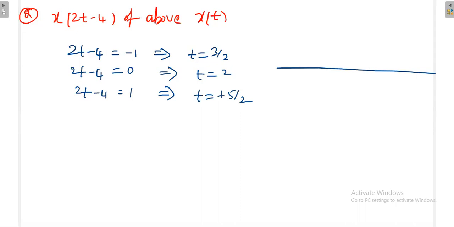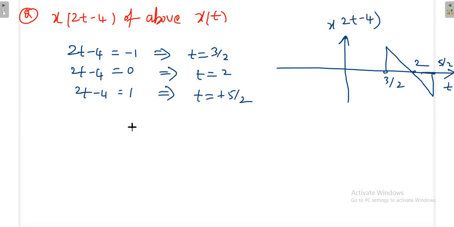If it is like this, then the diagram goes like this, and there is no mirror image because t is always positive. So your diagram will simply be shifted, and it will also have some new values. So this is 3 by 2, this is 2, this is 5 by 2. This is x of 2t minus 4.